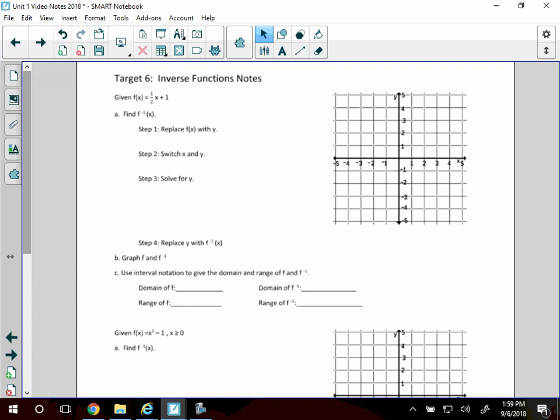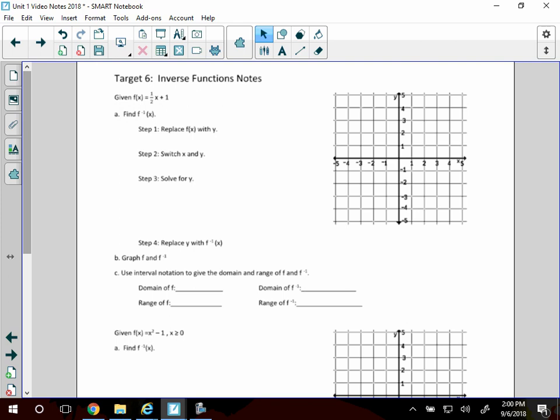Okay, so we're looking at our last target for the unit, which is target 6. We're looking at inverse functions. Now, you've heard of inverses before, like when we're solving equations. If you're going to solve an equation, you're always going to do the opposite or do the inverse operation. So if you're adding 3 to something and you want to solve it, you would subtract 3 from both sides. Those are inverse operations. Now we're going to look at inverse functions.